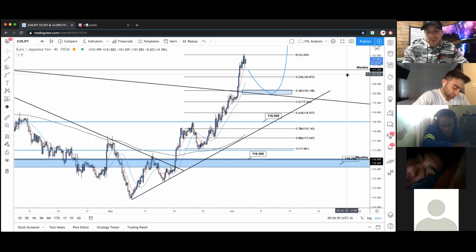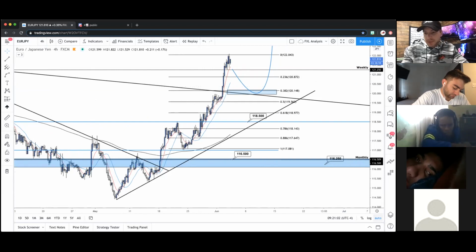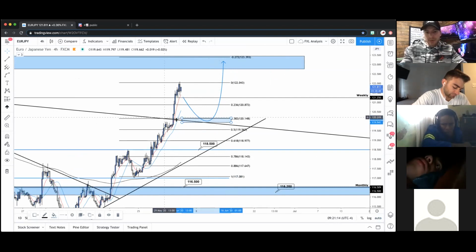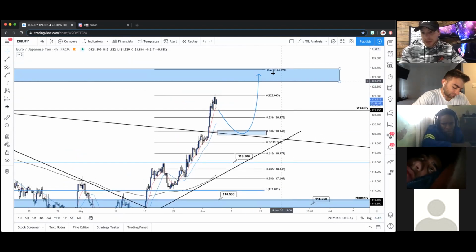Yeah, this one really needs to form structure because it's at such a key level too. So this 38.2 would be really nice to see. Nice pullback to the 38.2, hit the top of this trend line, the supporting trend line at the top of this bearish channel. That would be super nice to see. Get in on some bullish confirmations, and then we could target up to this major level here around 123.